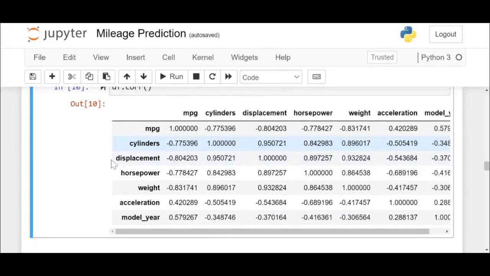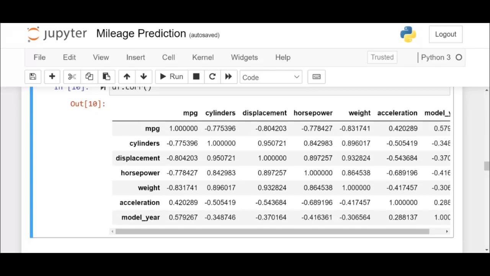Now if we go to the cylinder and the displacement, what is the correlation between cylinder and displacement? Can anyone tell me? Varad has just noted, sir, mileage and displacement have a very high correlation, and the cylinder and the mileage also have a high correlation.